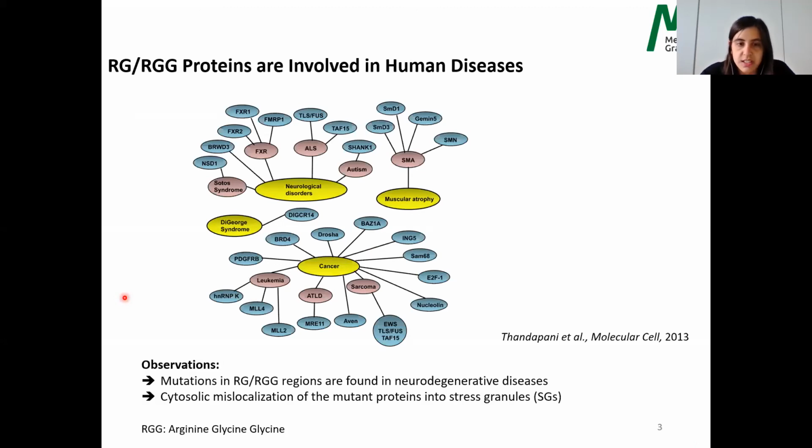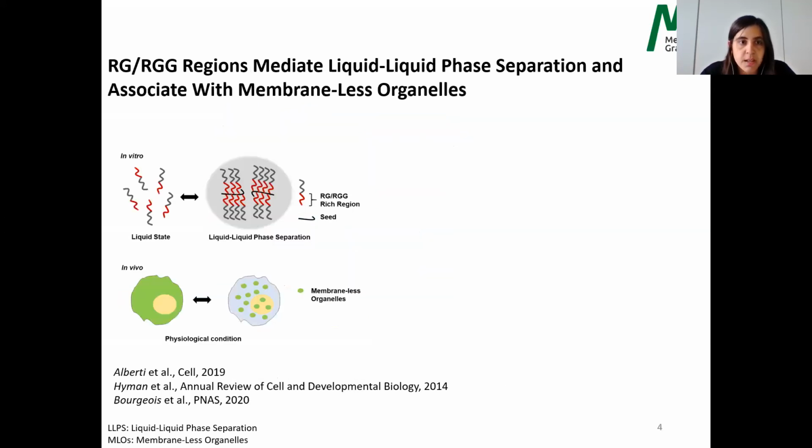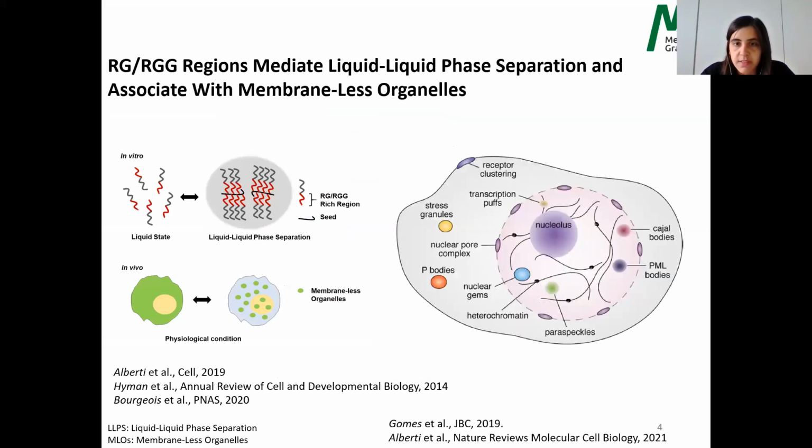Mutations in these regions are found in neurodegenerative diseases, and cytosolic mislocalization of the mutant proteins in stress granules is observed. RGG regions are important for liquid-liquid phase separation in vitro, which allows the formation of membraneless organelles in the cells. Membraneless LLPS condensates in the cells are important because they provide a specific compartment, which allows the cells to regulate their reaction rates and biochemical activities.